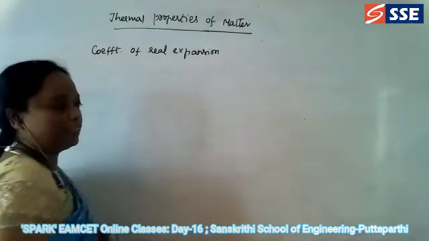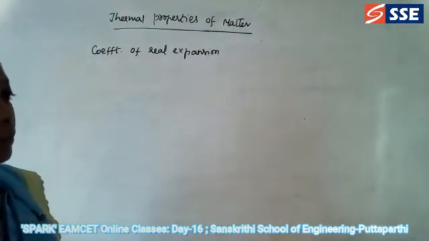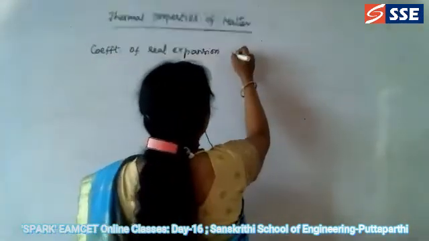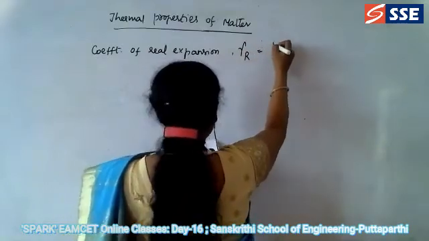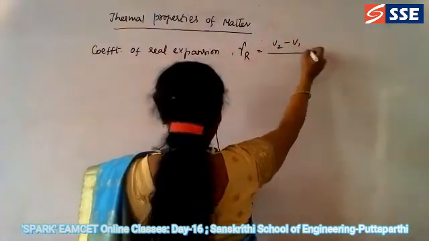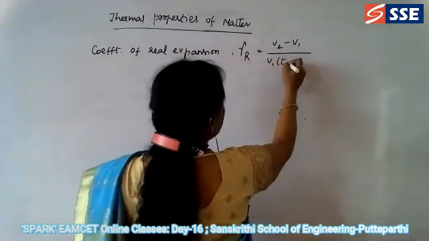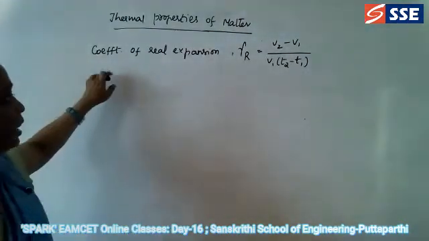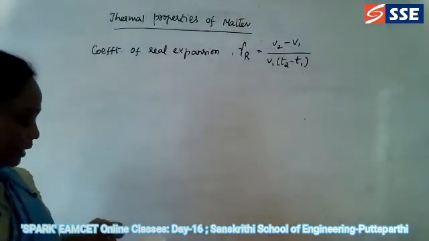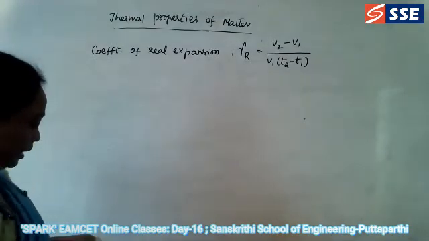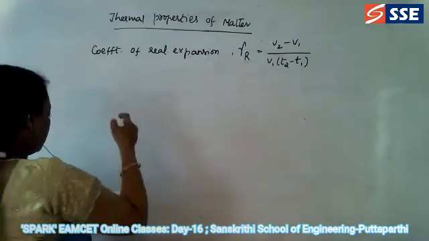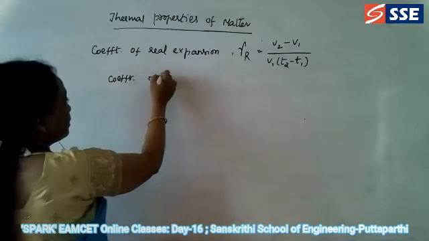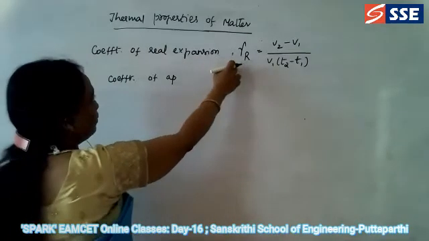I am just giving the introduction for the thermal properties of matter. Under this, the coefficient of real expansion gamma R is equal to (V2 minus V1) by V1 into (T2 minus T1). This is the formula for the coefficient of real expansion when T1 and T2 are the temperatures given. Next is the coefficient of apparent expansion.